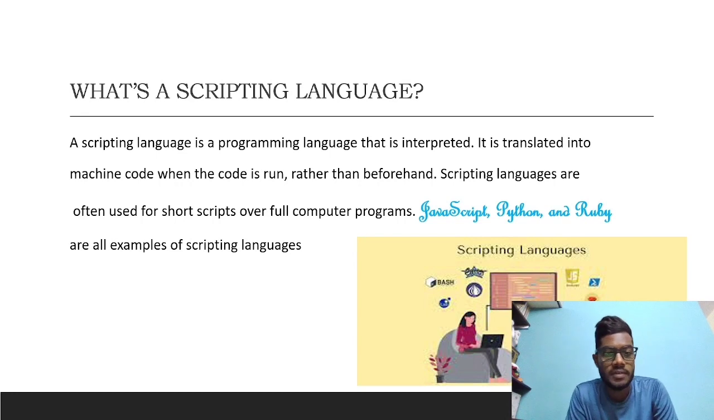Now, what's a scripting language? A scripting language is a programming language that is interpreted. It is translated into machine code when the code is run rather than beforehand. Scripting languages are often used for short scripts over full computer programs. JavaScript, Python, and Ruby are all examples of scripting languages.